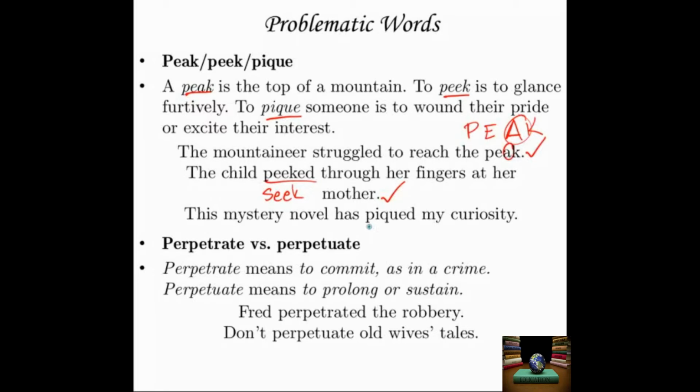And this mystery novel has piqued my curiosity. All right, perpetrate versus perpetuate. This one is mainly a product of autocorrect. People try to type one or the other, and autocorrect goes, oh, you meant the other one. No, autocorrect is wrong. To perpetrate means to commit, as in a crime. Perpetuate means to prolong or sustain. Literally, it means to make it go on forever.